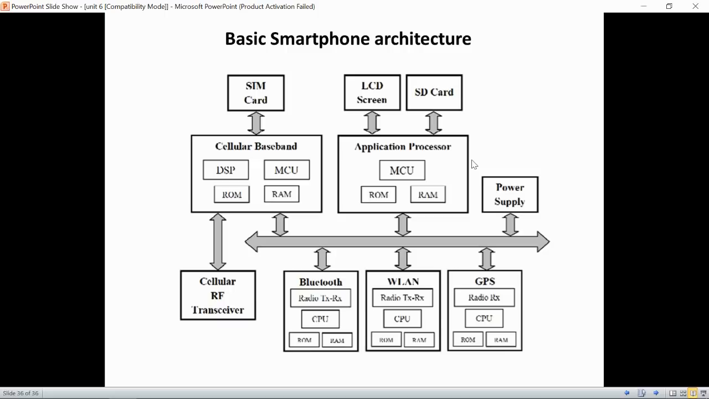What we have is a cellular RF transceiver, which is used for performing all the calls and everything. We have a cellular baseband. There is a different RAM and ROM chip for this. This is for the SIM card. For the application processor, we have an LCD screen and an SD card if we need something. For Bluetooth, WLAN, GPS, and power supply, we have all of this in a single place. So this is what we have in a basic architecture of a processor.